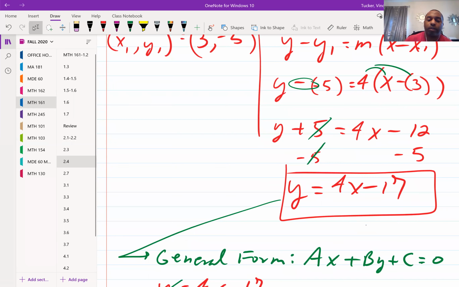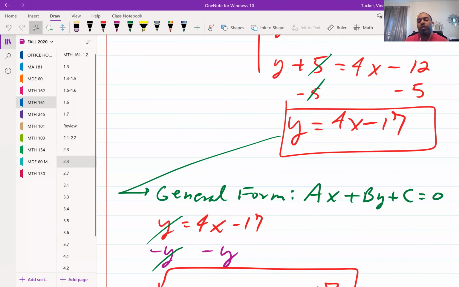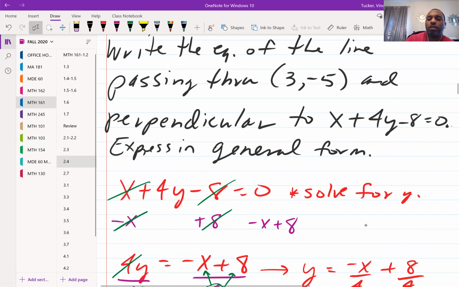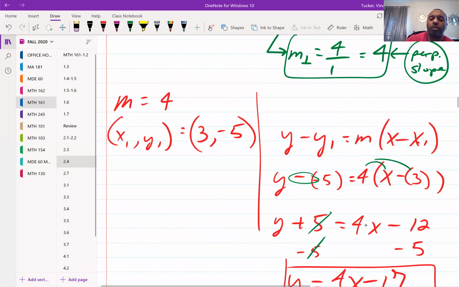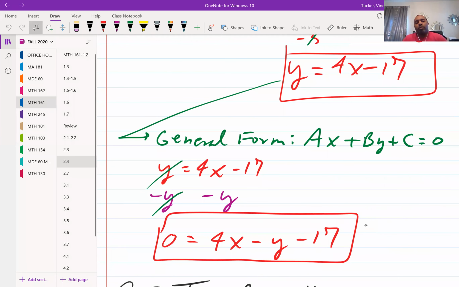So now don't forget it asks for the general form. The general form is ax plus by plus c equal to 0. As a matter of fact, the first equation that they gave us in this problem was given to us in general form. So they want us to give our final answer in general form. And we would do so by subtracting y from both sides. So it'll be 4x minus y minus 17 equal to 0.